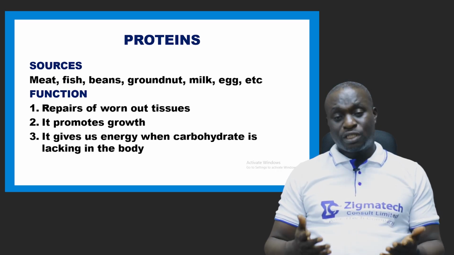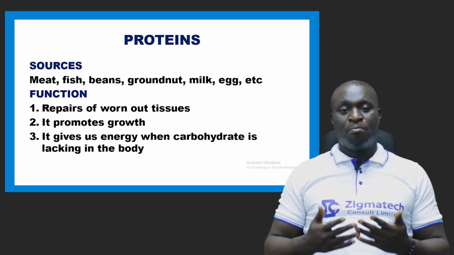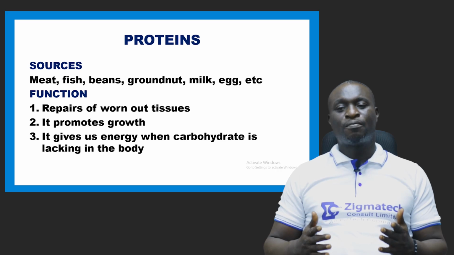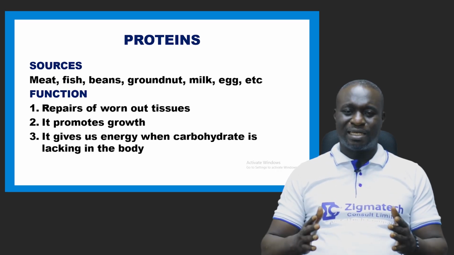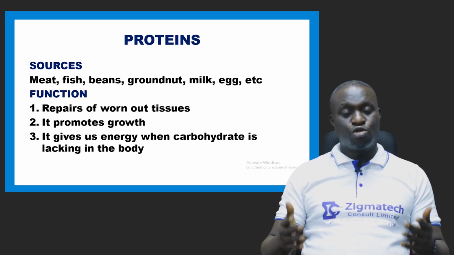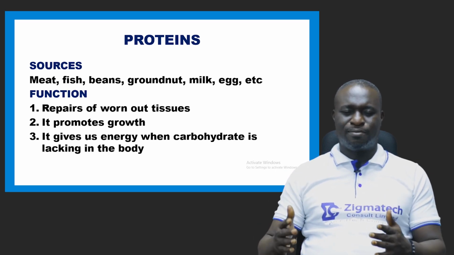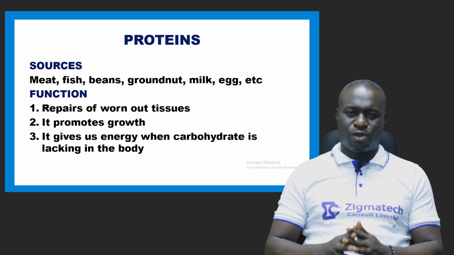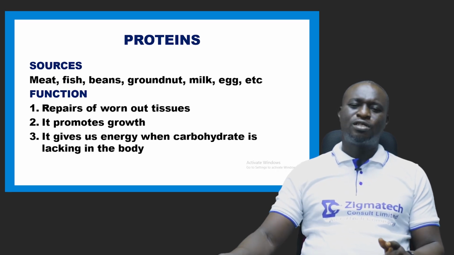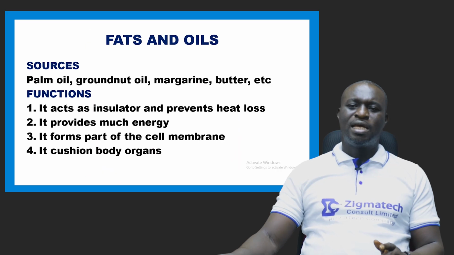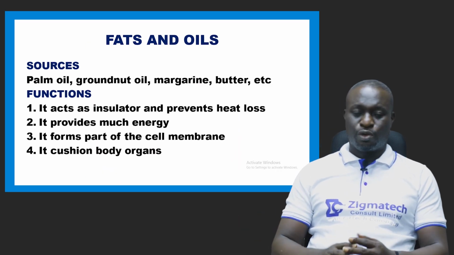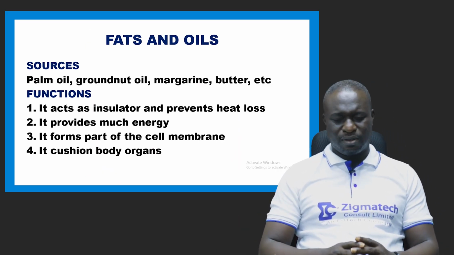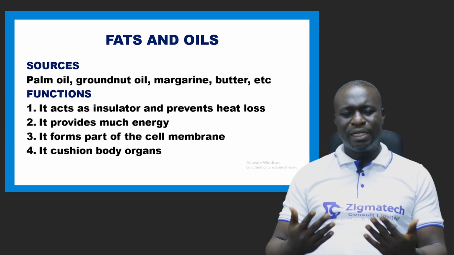Number 3, proteins also provide energy, but it provides energy when carbohydrate is lacking in the body, or when glucose is actually lacking in the body. Glucose is actually the end product of carbohydrates. All right. Now, another type or class of food is the fats and oils. You can also call them lipids. Okay, fats and oils or lipids.